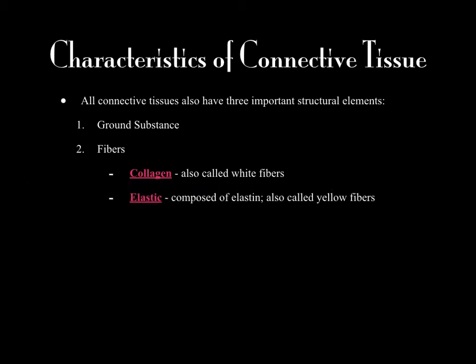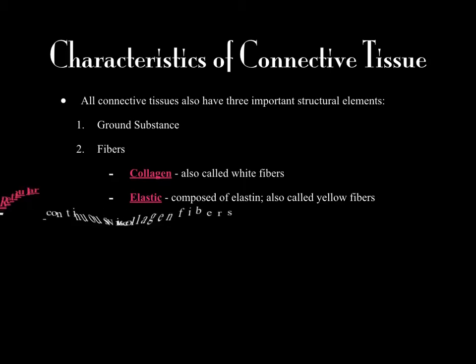Elastic fibers are composed of a protein called elastin. And because they're composed of this elastic protein, they're sort of like rubber bands. So you can pull them and stretch them out and they'll recoil and retain their original shape. So elastic fibers, again, contain this elastin protein, and they're also called yellow fibers. Elastic fibers you find in places that are able to stretch. So, for example, you find elastic fibers in your lungs, in your skin, and also in the walls of your blood vessels.